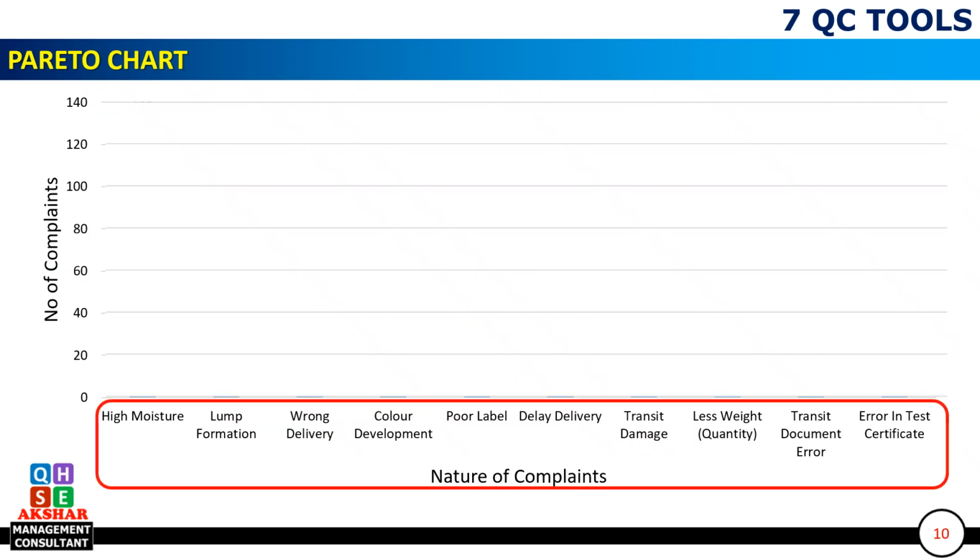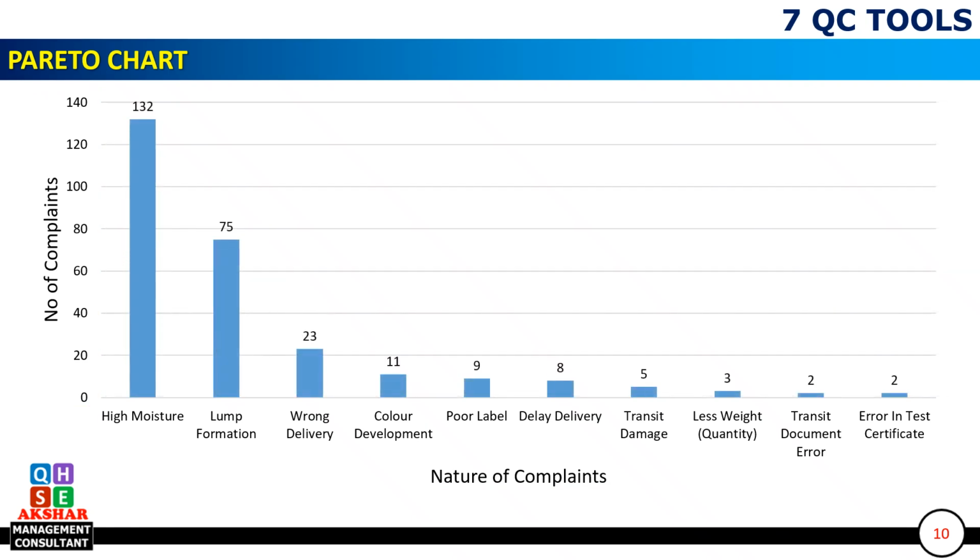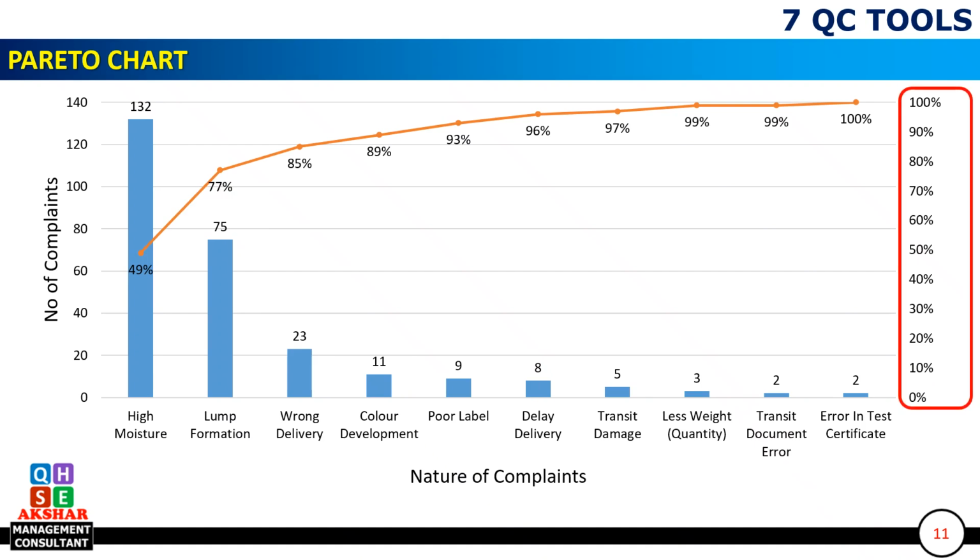On the x-axis, the nature of complaints is plotted. On the y-axis, the number of complaints is plotted. The chart is a simple bar chart. The number of complaints for each nature is indicated at the top of each bar. On the z-axis, the cumulative percentage is plotted. It is a simple line chart. The number is indicated on each point.